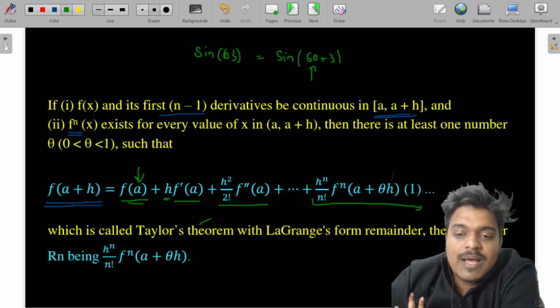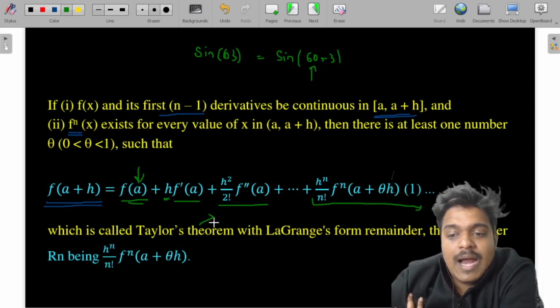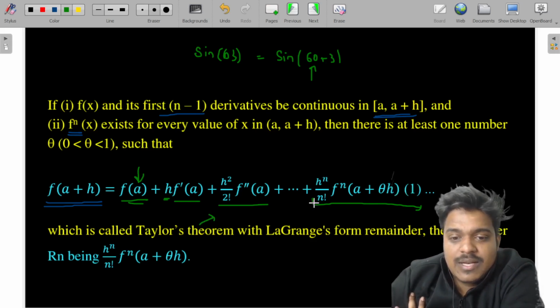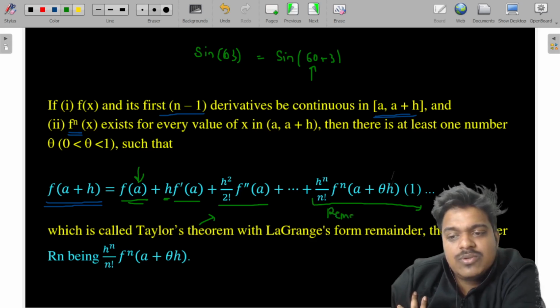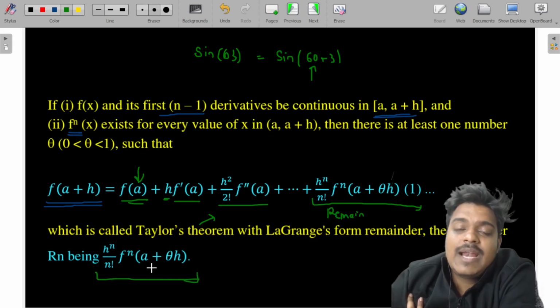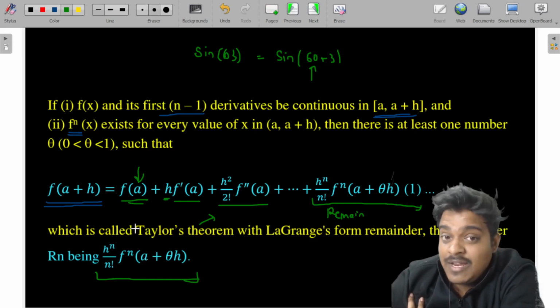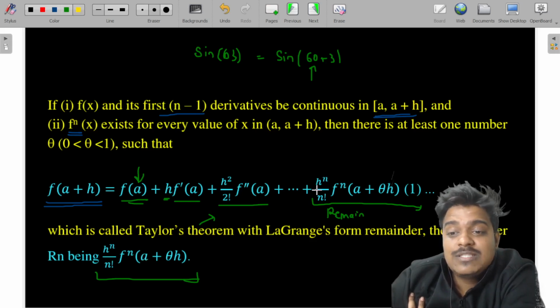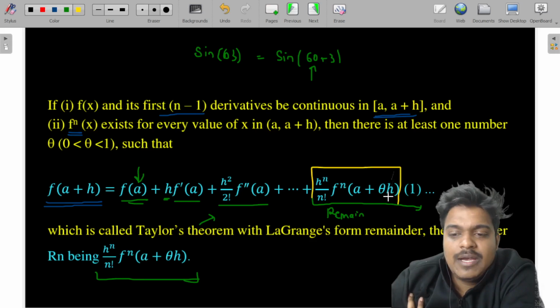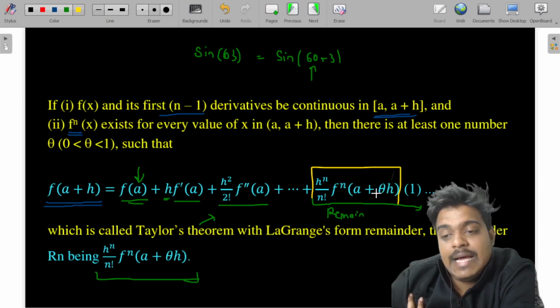This is what you mean by Taylor's theorem, and this last term is nothing but a remainder, known as Lagrange's remainder, and it is a very important question from the exam. They can directly ask for 2 marks what is the remainder in the Taylor's expansion for this function, and that is why it is very important for you to understand the value of the remainder. The remainder is h to the power n divided by n factorial, the nth derivative of the function at a plus theta h.